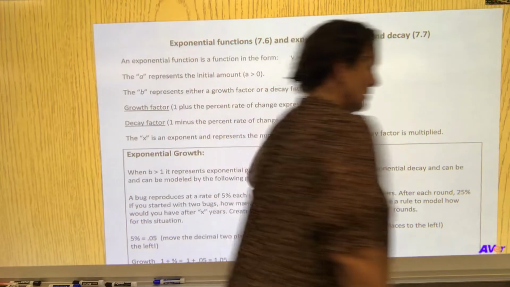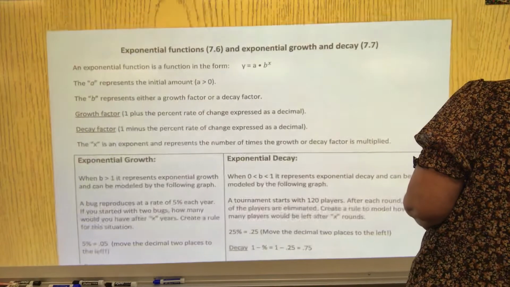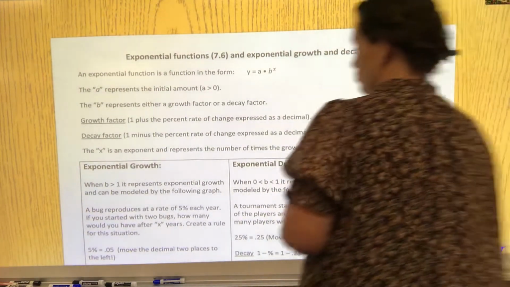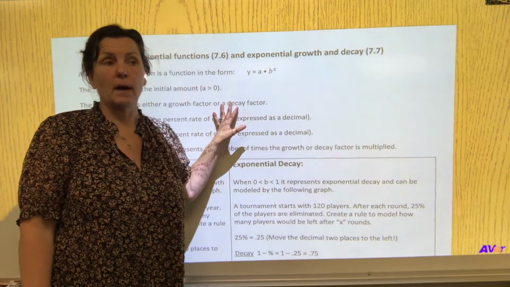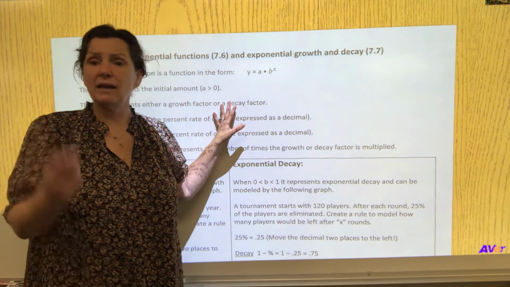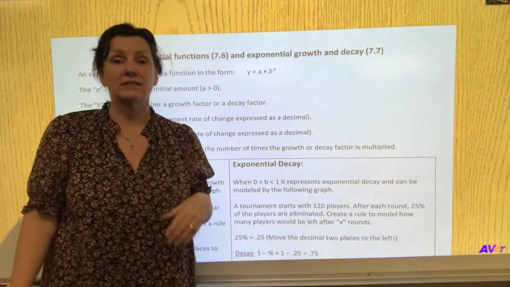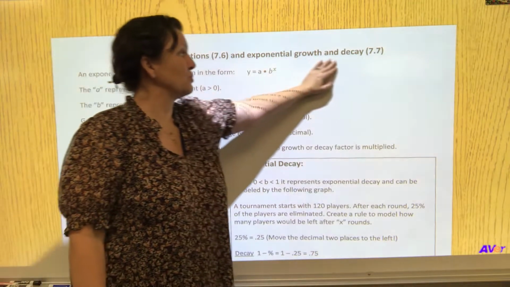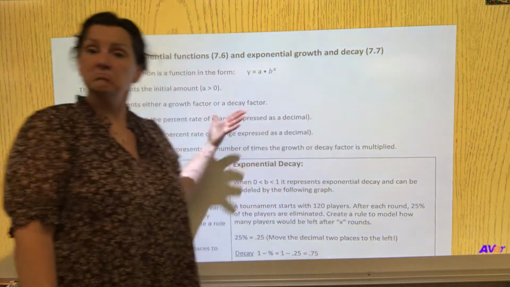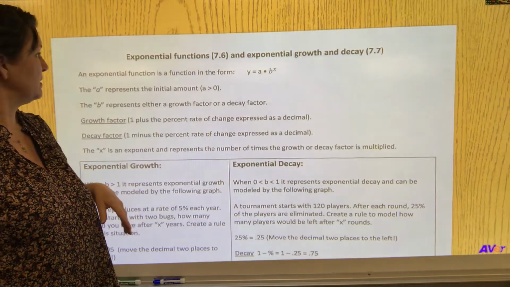Okay, cool. So these are the notes that I created for exponential functions and exponential growth and decay. My students, you already have this posted on your module. And of course, I have a hard copy for everyone in class as you enter. So exponential functions is 7-6, and exponential growth and decay is 7-7. Let's see what these notes say.